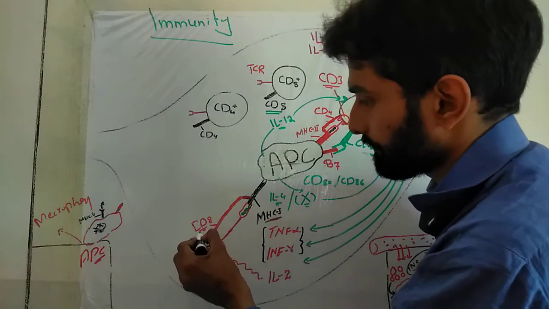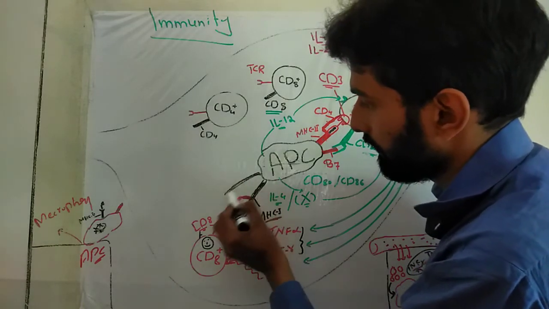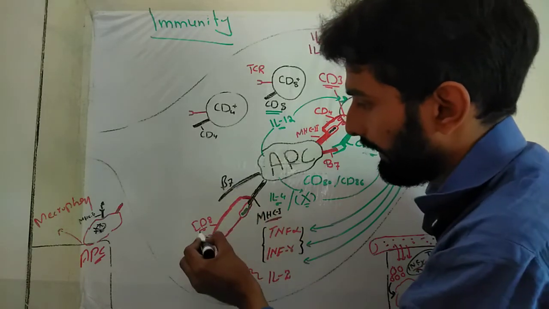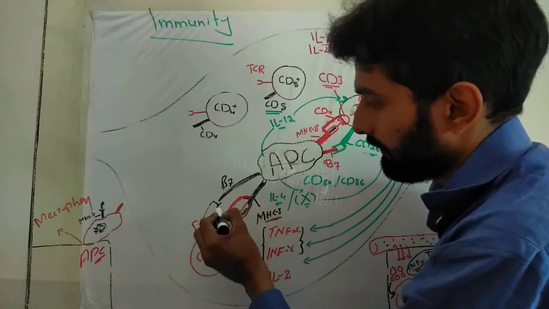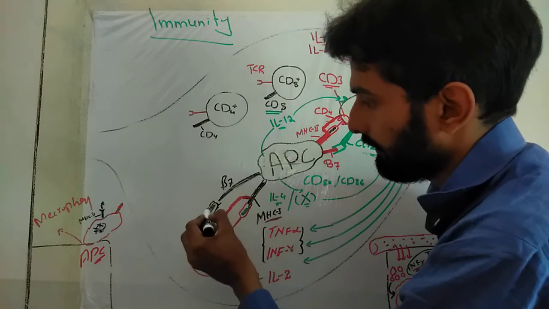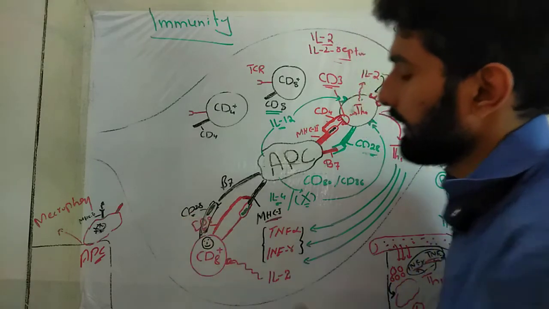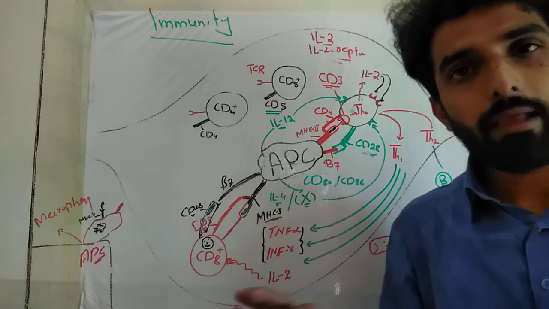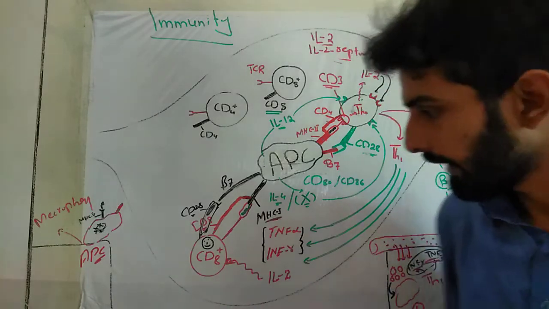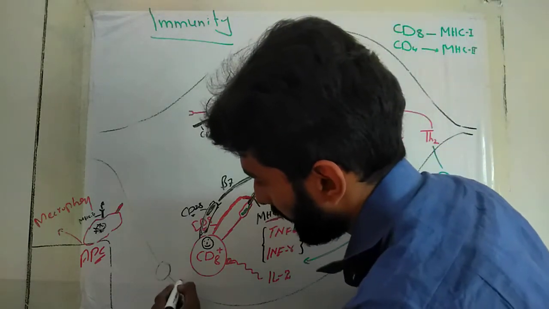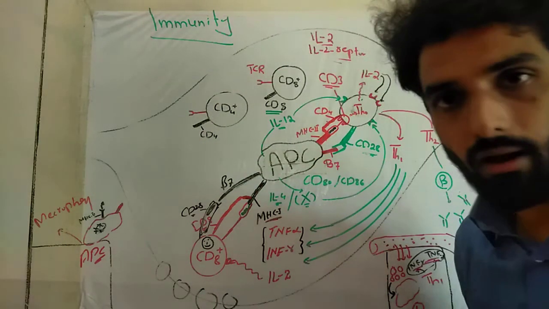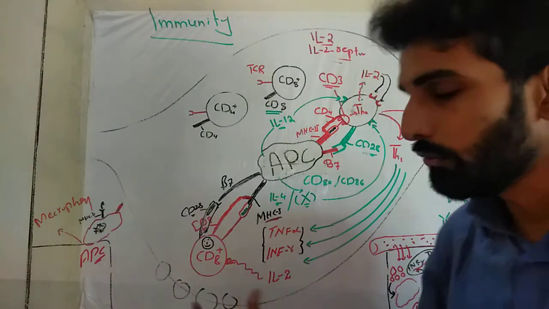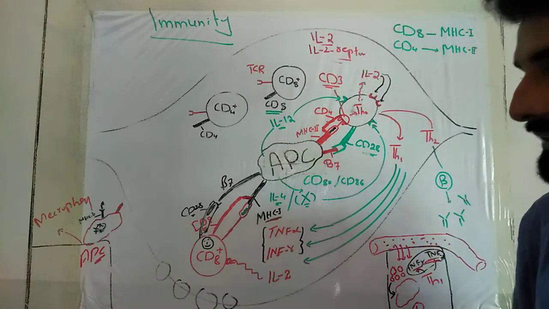After the first stage interaction, we know that there is another interaction, that is with the help of B7 and CD28. Now this CD8 positive cell starts proliferating. It will start dividing.